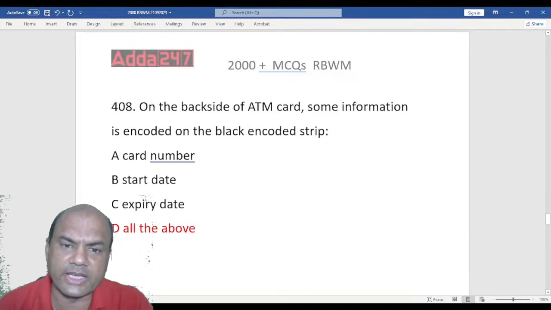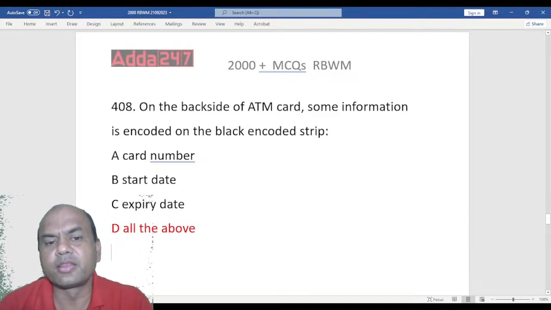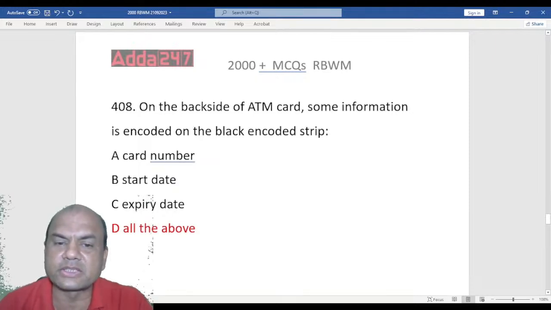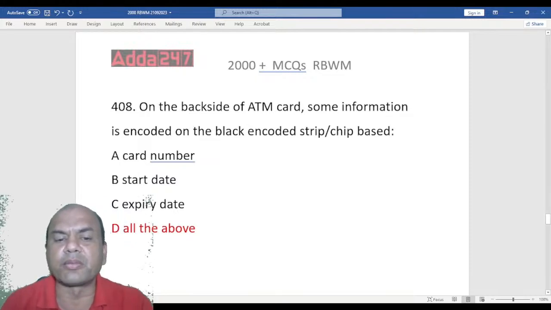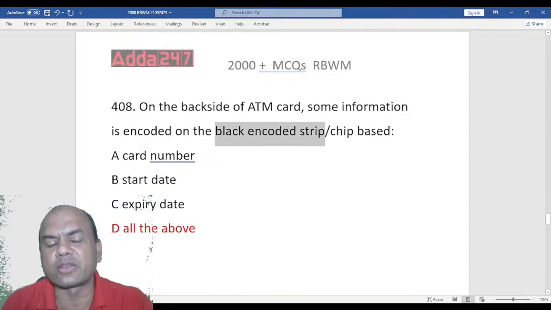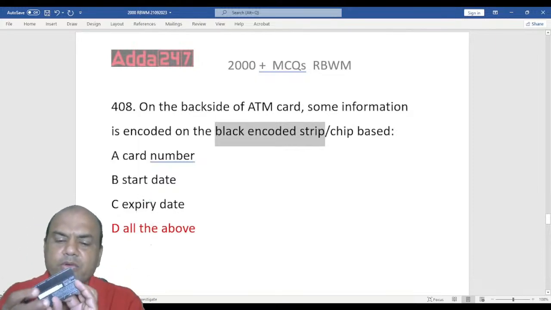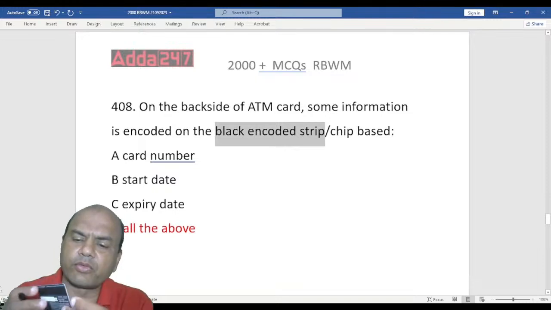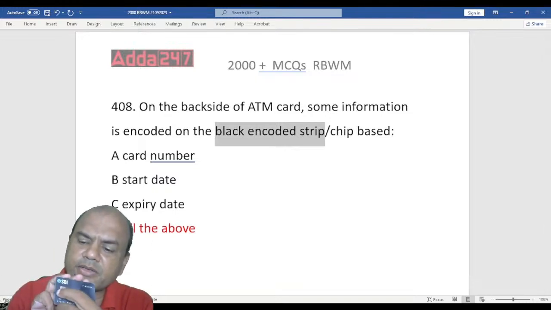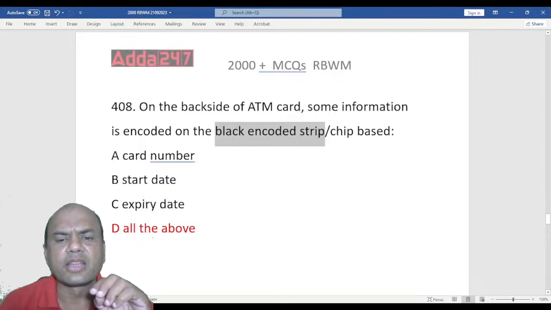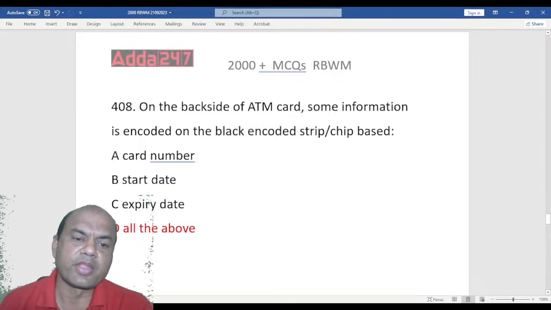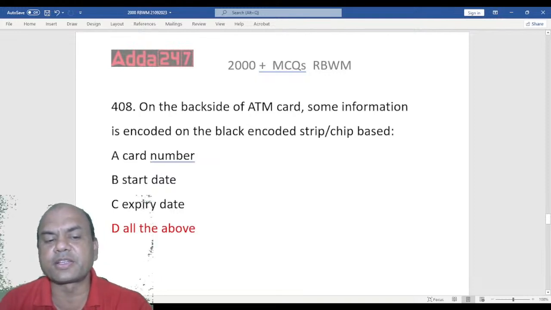Nowadays, this ATM card we call a debit card. This black encoded strip is nowadays gone. We have chip based cards. So the same logic applies for chip based also. Some cards might still be there with the black encoded strip, this one we are talking of. But this is gone now. Everywhere we are using chip based cards now. Are you seeing this chip? So this is a chip based card. Nowadays all the banks have chip based cards. So all these details, card number, start date, expiry, are encoded in these chips now. These are called smart cards. Okay.